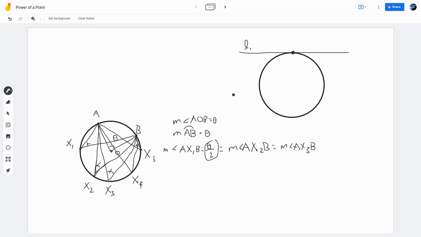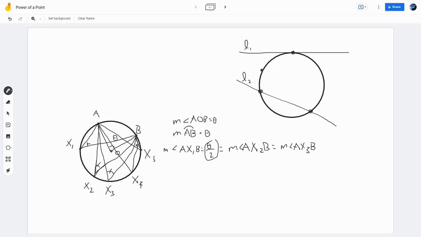A secant is a little bit different. A secant is going to pass through the circle. So we can call this L2. This is a secant. L2 is a secant. So it's going to touch the circle at 2 points. It's going to intersect at this point and this point. So this is what a secant looks like. It just goes through the circle.